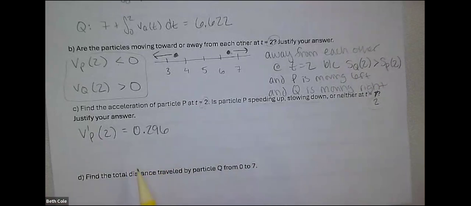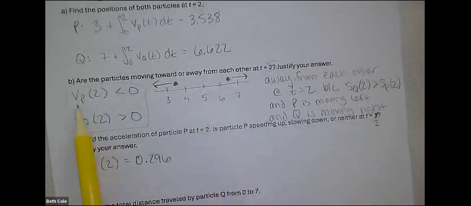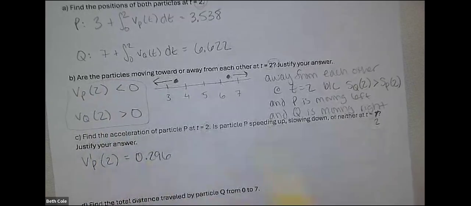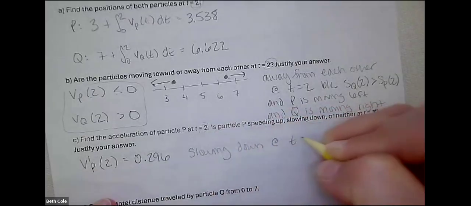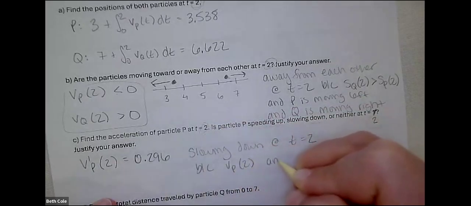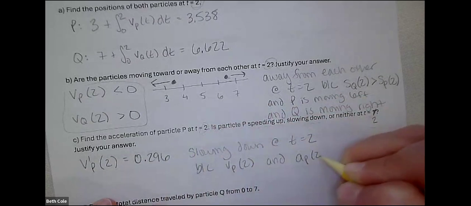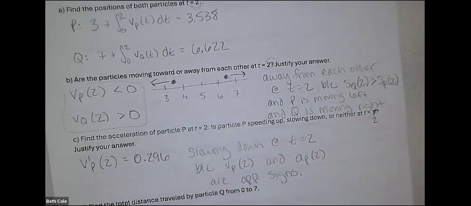So is particle P speeding up, slowing down, or neither at time 2? We found that our acceleration, which is our derivative of velocity, is positive. And back here, we found that our velocity is negative. And you can go back to the calculator and look at that. But velocity was negative, acceleration is positive. So we're going to say slowing down at time 2 because velocity for P at 2 and acceleration for P at 2 are opposite signs. If they were the same sign, it would be speeding up, or you could say speed is increasing.